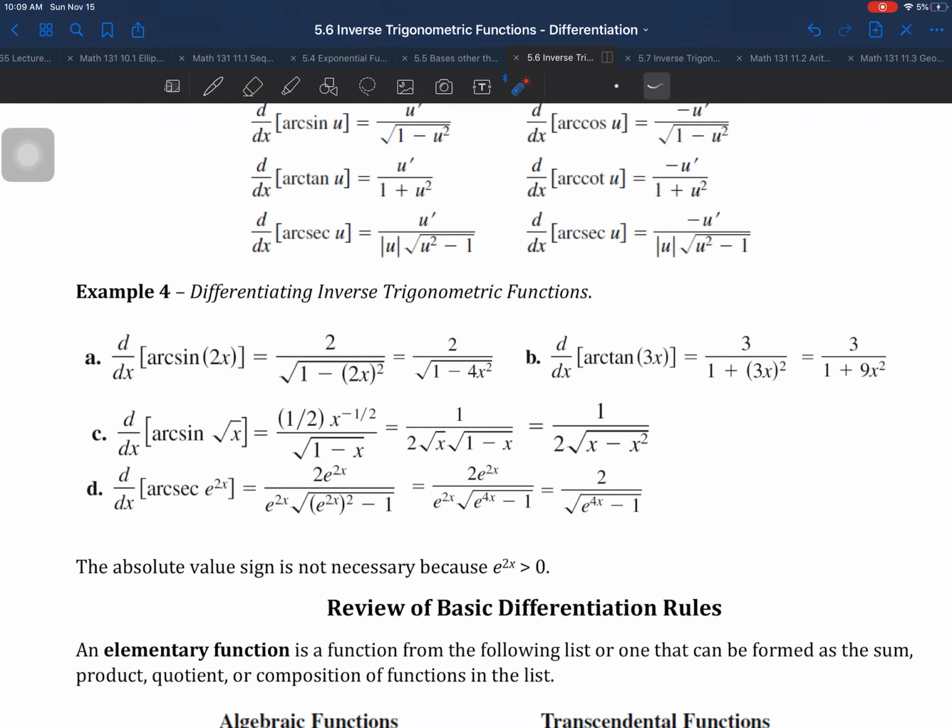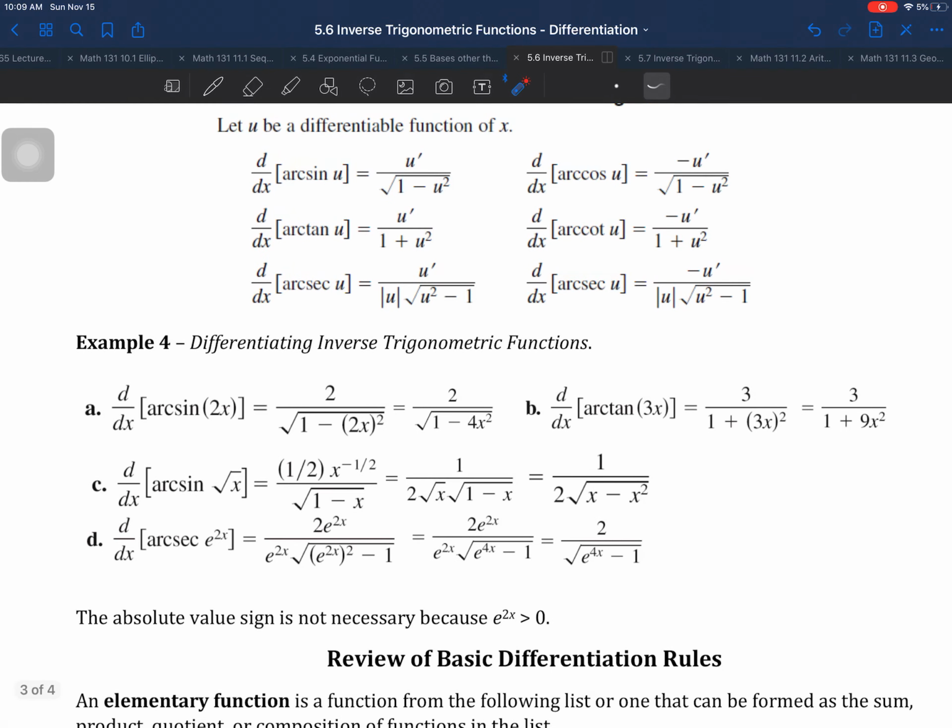So the derivative of arcsine 2x, we're going to have to choose which rule we're going to use. So it's obviously this one. So we're going to identify what u is. In this case, it is 2x. So we're going to do 1 over the square root of 1 minus u squared. In this case, u is 2x. So we're going to square your u, right? Which is 2x. Don't forget the parentheses. And then we're going to multiply by the derivative of u. The derivative of u is 2. And there you go.